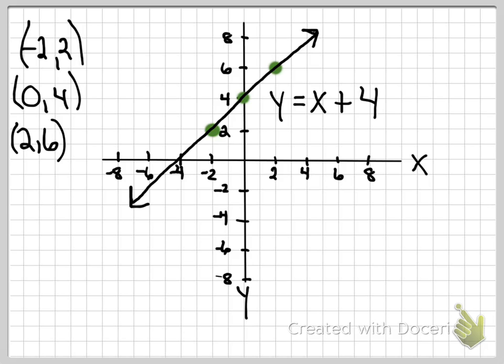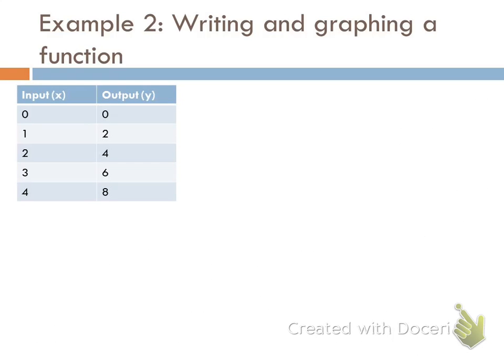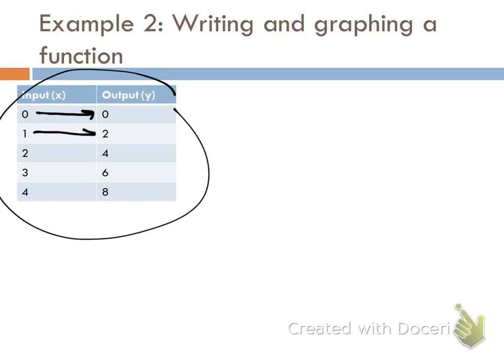All right, now in example 2, we're given an input-output table, but are we given the function rule? No, they didn't. So we have to look at the relationship between the input and output. Should sound like what we learned yesterday, right? So how would I get from my input to my output? What do I have to do to each one of those numbers to get to my output? Think about it.